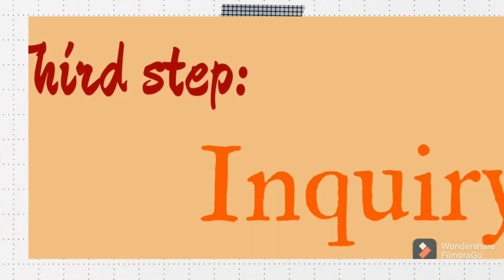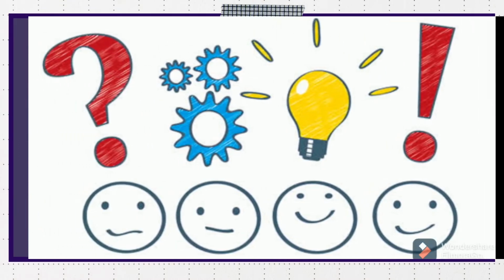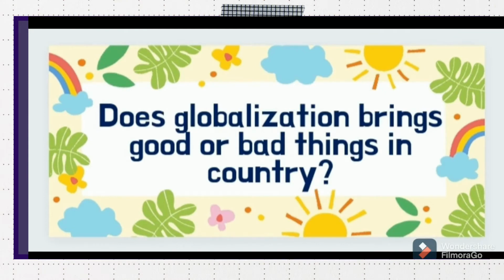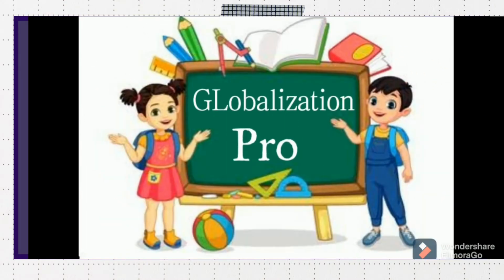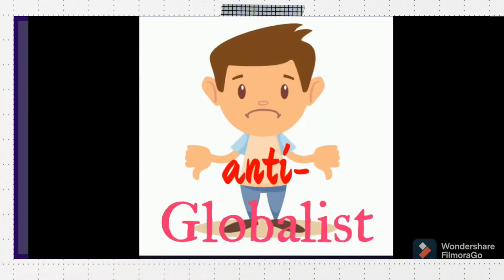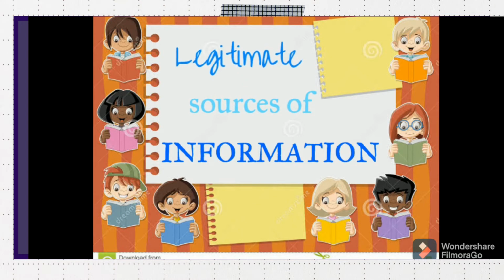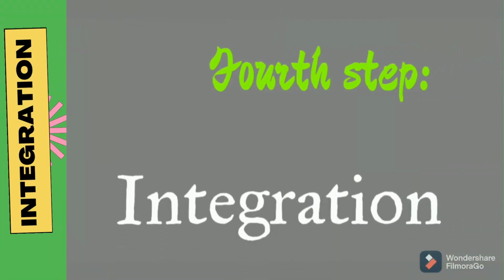The third step is inquiry. In this particular step, the teacher will process the unanswered questions that bother the minds of the students, while throwing them the question, does globalization bring good or bad things in our country? The aim of this step is to challenge students to defend their perspective, either they are pro or anti-globalist. While listening to the students' answers, the teacher must make sure that the students inquire about the legitimate sources of their information.